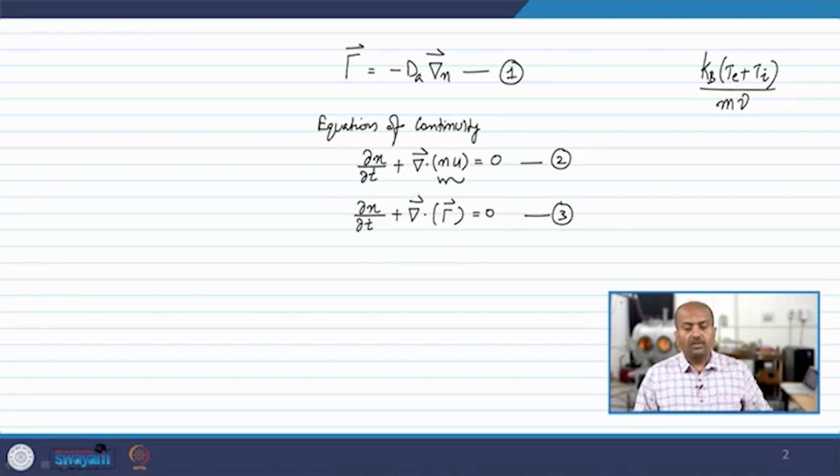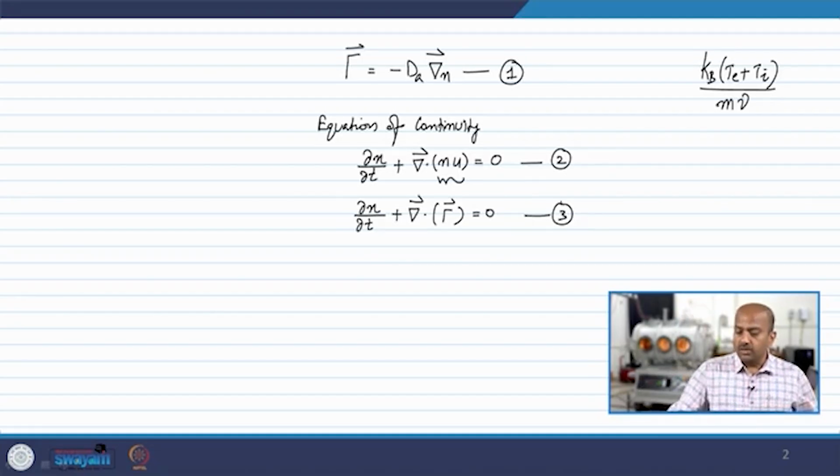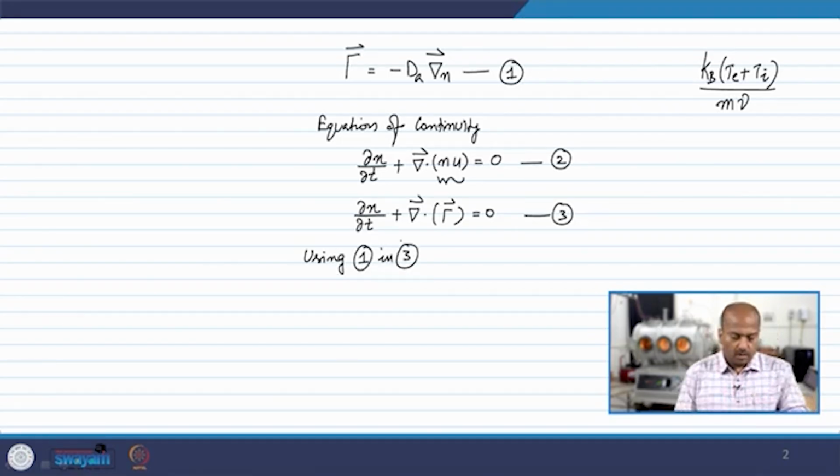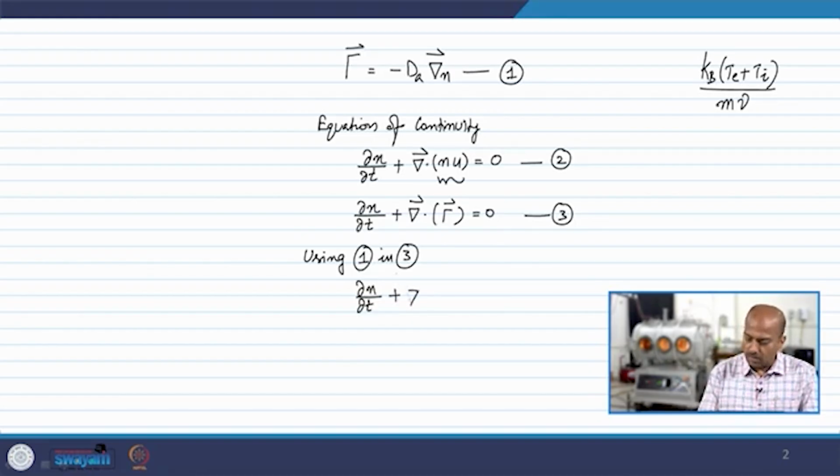Now, the first equation is just the flux, which is defined in terms of the diffusion coefficient and the concentration gradient. The second equation is the equation of continuity and the third is another form of continuity, written using the flux. Okay. So, using equation 1 in 3, we can write dou n by dou t plus del dot of minus dA del n is equal to 0.